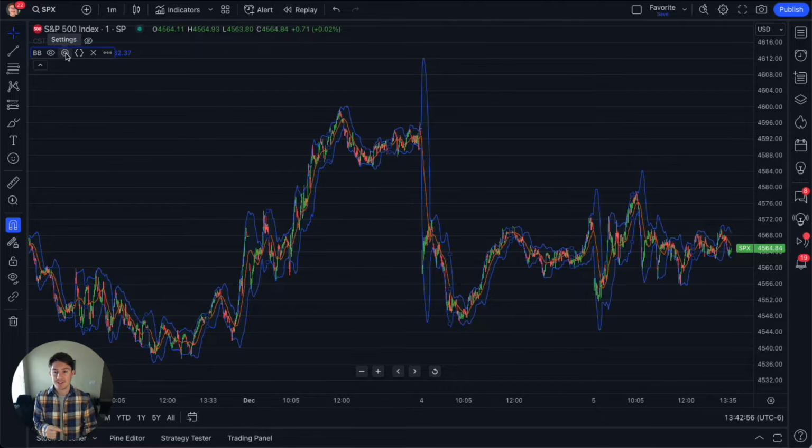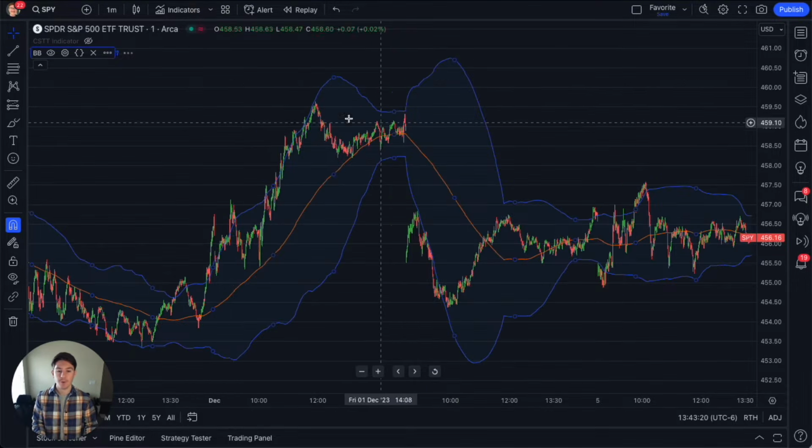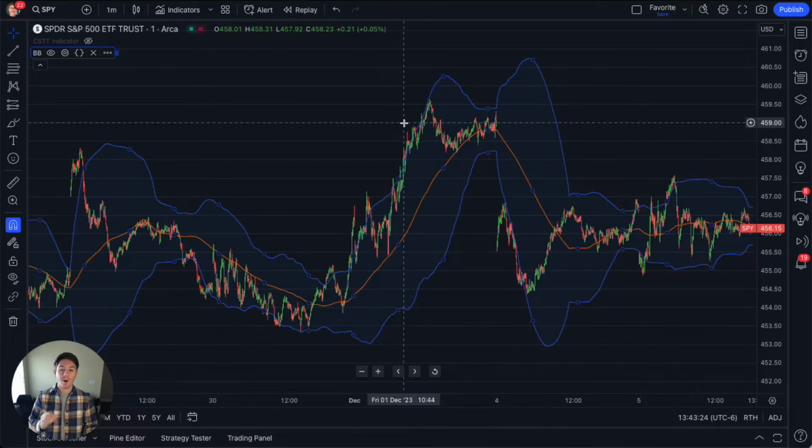Once we add this, we need to make a couple adjustments to the settings. So we go into the settings channel. We can see exactly how we're going to set this up. We're going to set this up by doing a 200 as our length, saying that the middle line will be a 200 period moving average. That's going to widen it out a tad, and this is going to give us what we want to see.